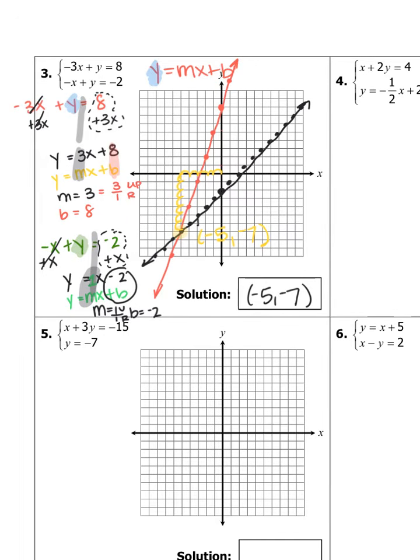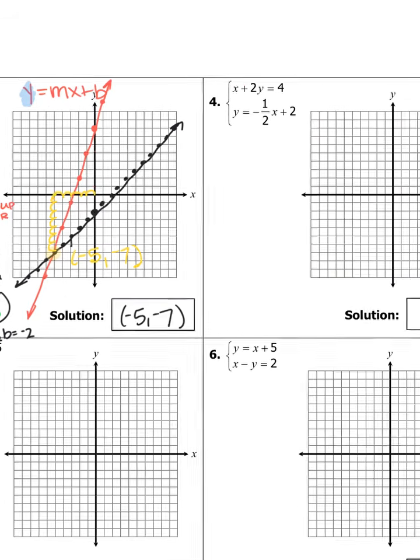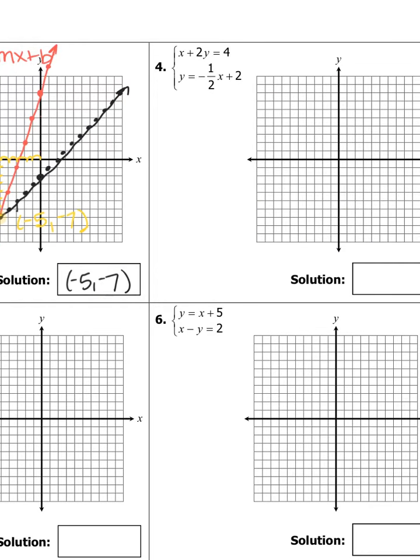All right, let's try number 4 together now. So we have x plus 2y equals 4, and y equals -1/2 x plus 2. So our second equation is already in slope-intercept form. Let's go ahead and graph that. So remember, it's mx plus b. So that means -1/2 is my m, and b is 2.